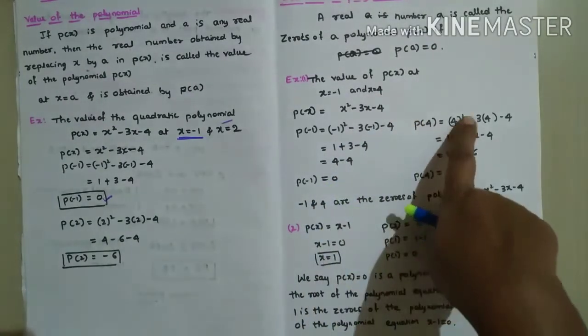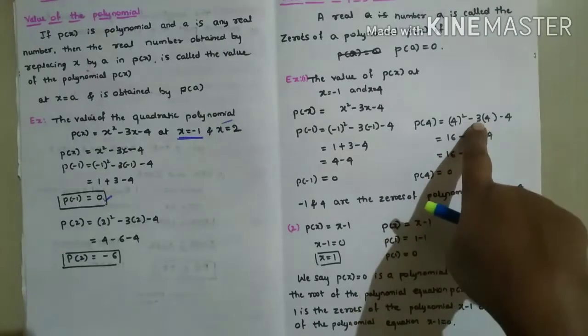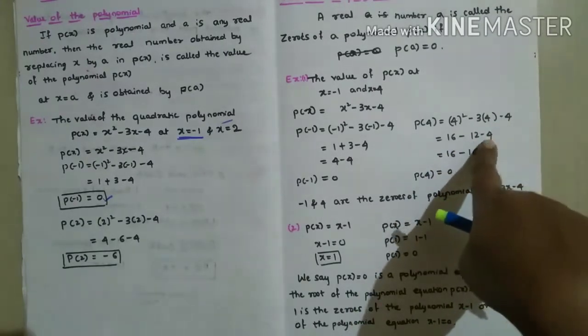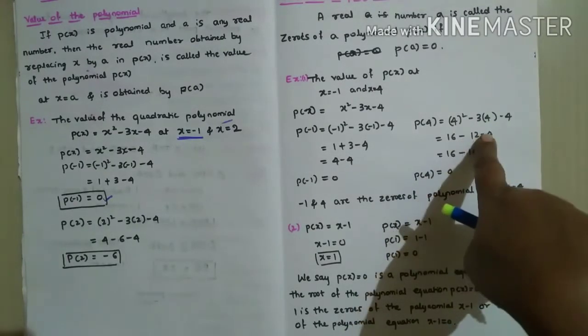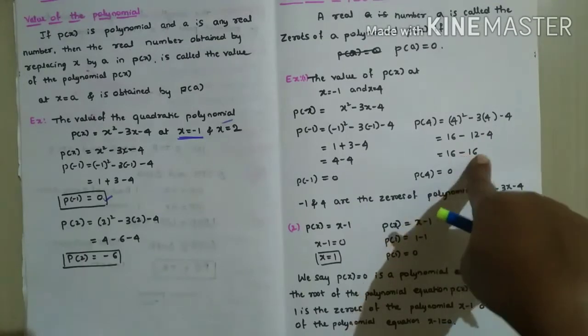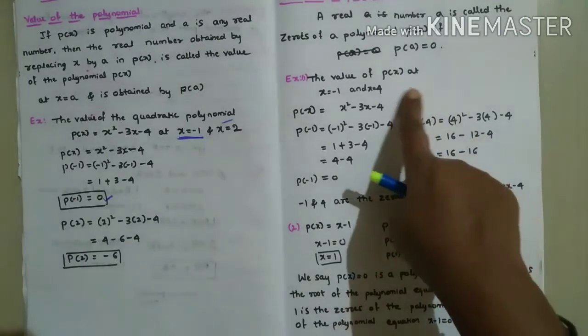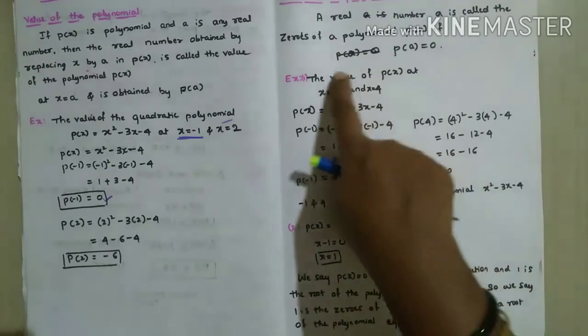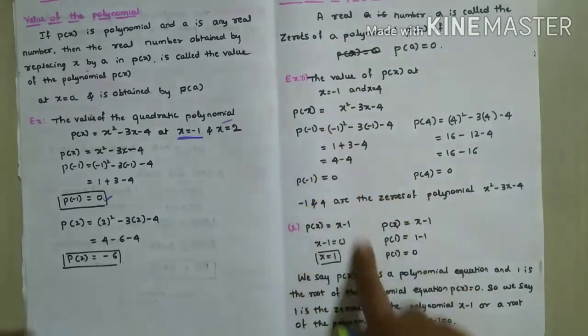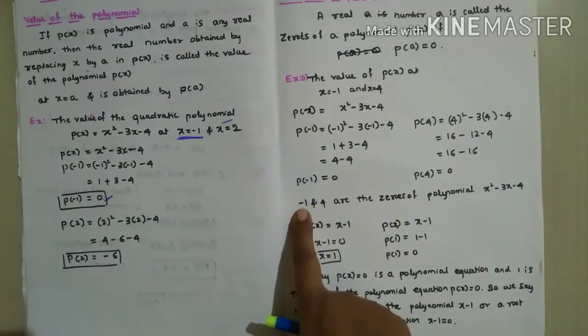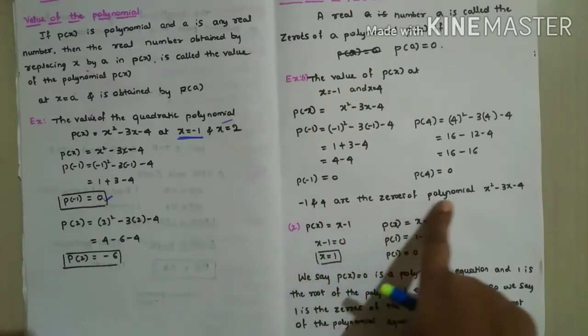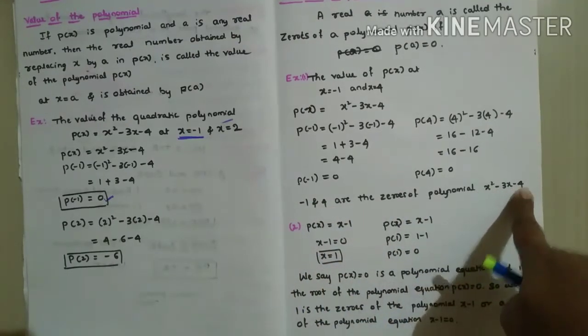x equal to 4. 4 square is 16, minus 3 4s are 12, minus 4. Now 16 minus 12 minus 4 will become 16. 16 minus 16 is 0. So x equal to 4 is also a zero of the polynomial. x equal to minus 1 is also a zero of the polynomial. Therefore minus 1 and 4 are the zeros of the polynomial x square minus 3x minus 4.